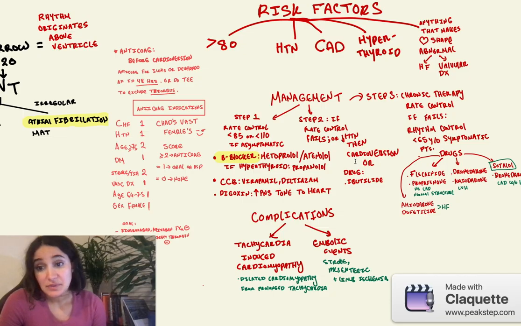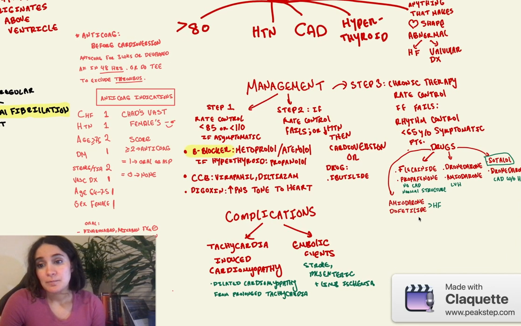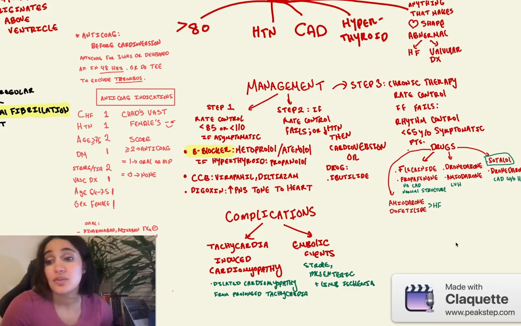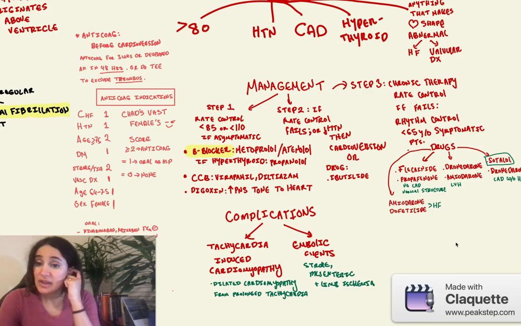But if that fails, or let's say somebody's under 65 and they're symptomatic, then we would do rhythm control, which is considered a little bit more aggressive. So there's different drugs you can use, and it depends on the person's heart function and structure. So let's say they have no coronary artery disease and a normal heart structure, then you would use flecainide and propafenone. Let's say they have left ventricular hypertrophy, then we would use amiodarone.